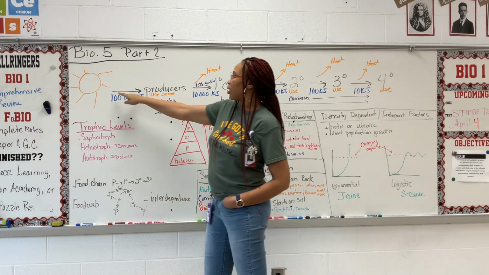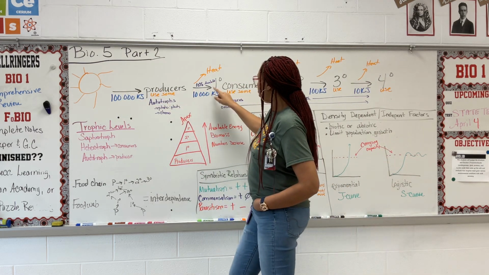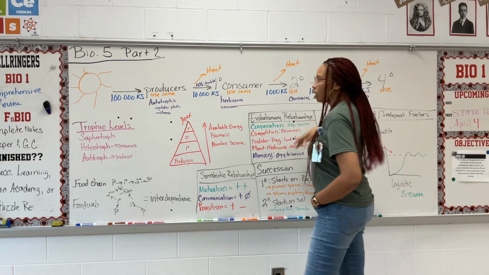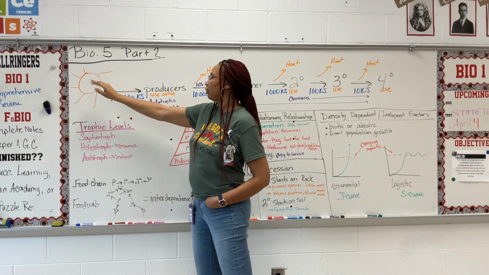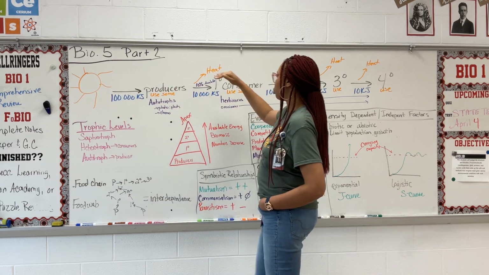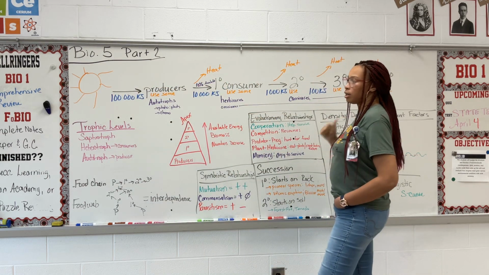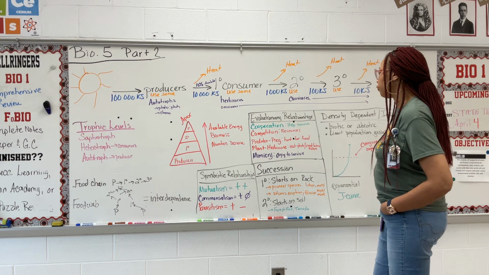Notice the direction of the arrows. When we are looking at the flow of energy in our ecosystem, the arrows point to, it follows the energy flow. So energy flows from the sun to producers to primary consumers. So the arrow is showing the direction of the energy flow.